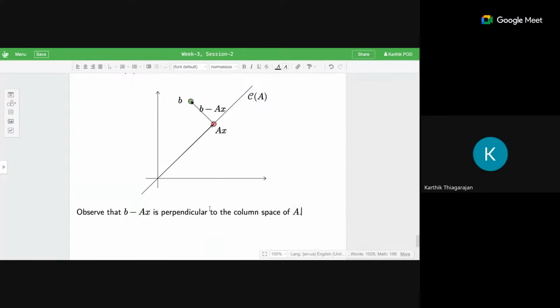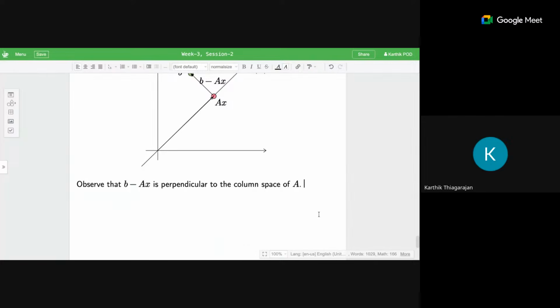Okay, that is what we need. So remember that this line, b minus Ax, is perpendicular to the entire line. Okay, is this fine? So if b minus Ax is perpendicular to the column space of A, then what does this mean?